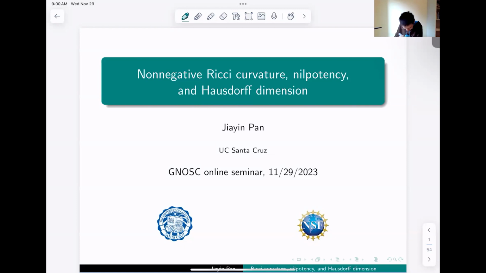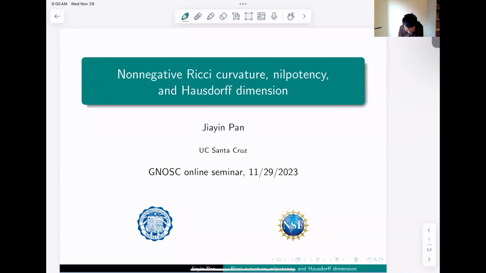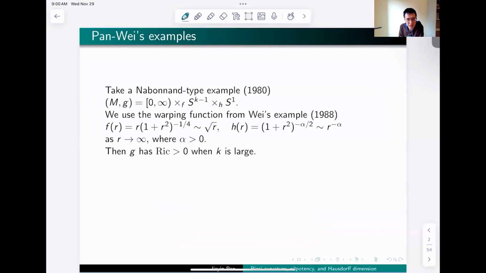I'm going to continue Guohang's talk, but I will also talk about how the Hausdorff dimension and the geometric features that we see in these Nabonnand examples are related to the fundamental group of the manifold. So let's first have a quick recap of Guohang's talk, especially this example.